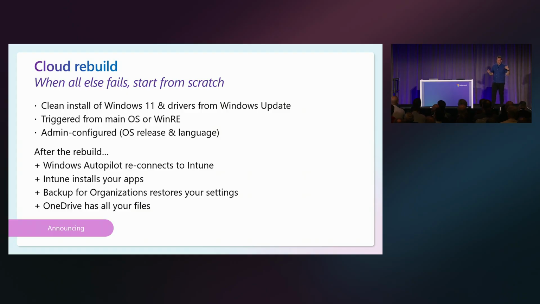And once there, they enter their Entra ID, Autopilot takes over, reprovisions the device for Intune, Intune pushes the apps down. Backup for organizations will then restore their settings. That's a feature that GA'd, I think, in August. And then, of course, OneDrive has all your files. So after the rebuild, the user's back up and running, got all their state, settings, apps, ready to get productive again.